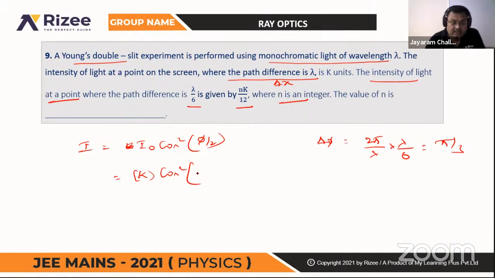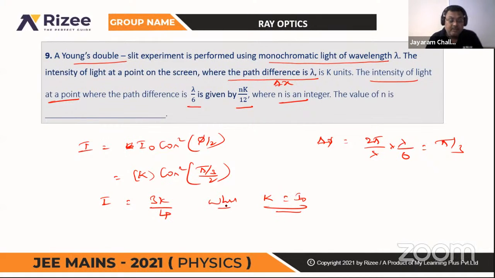Substitute this pi by 3 in this case here. So it will be pi by 3 by 2. So that will be your pi by 6. Then I is equal to 3K by 4, where K is equal to I naught. So if I multiply and divide with 3, then it will become 9K by 12. So this is what he has asked. The value of n is 9. The numerator part he has asked, denominator is 12.